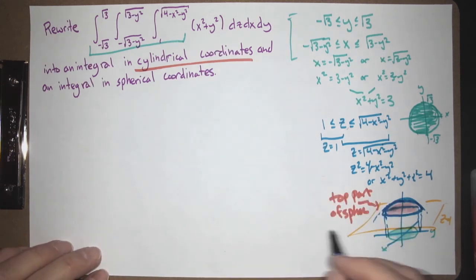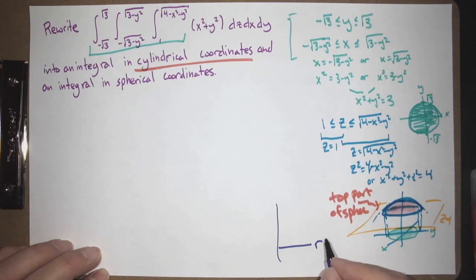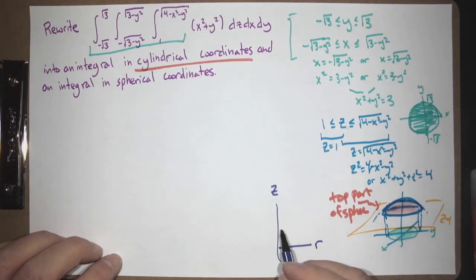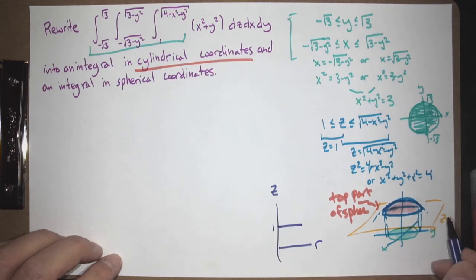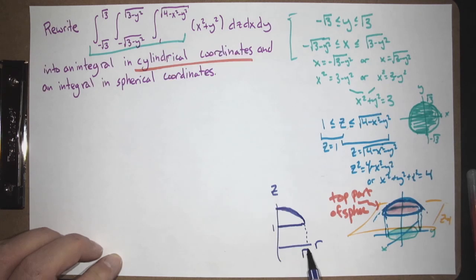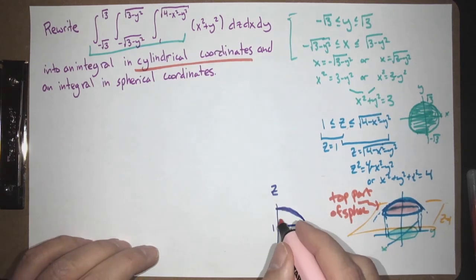So if we're working in cylindrical coordinates, it makes sense to look at this in the RZ plane. What are we going to see? Well, the plane z equals 1 is just a line. Then we have the sphere. It's going to look like a piece of a circle. And it turns out that we're going over to root 3. So this is what we look like if we look in a slice.